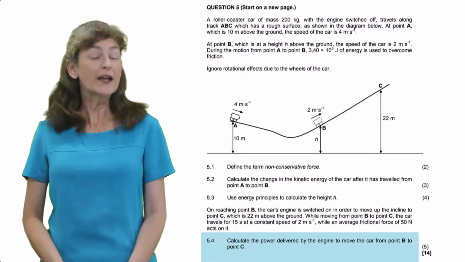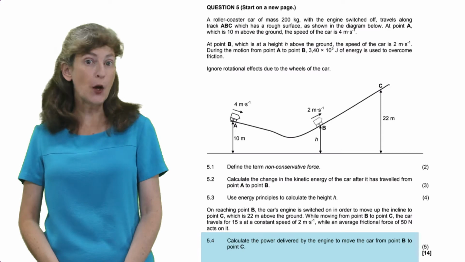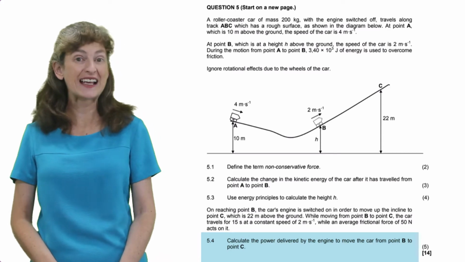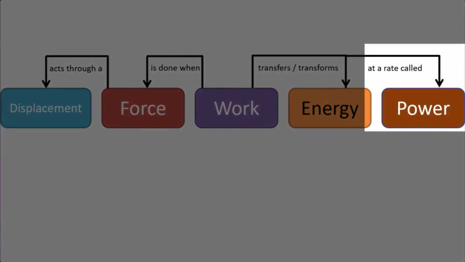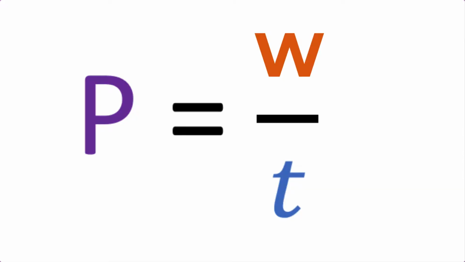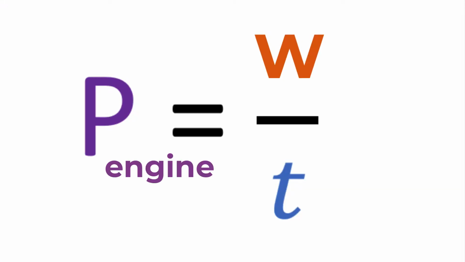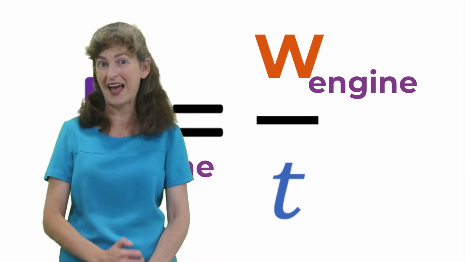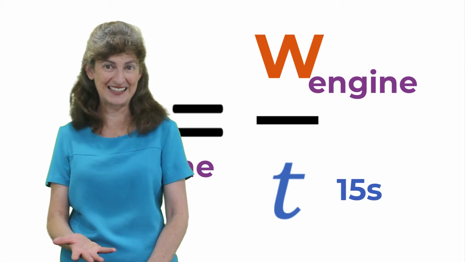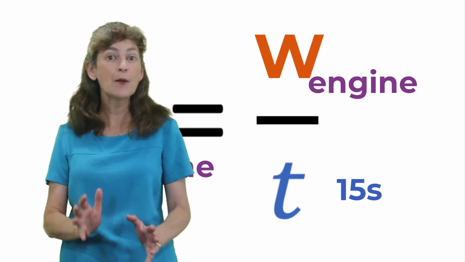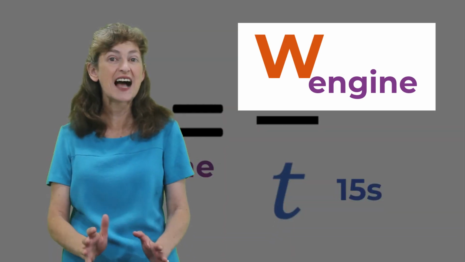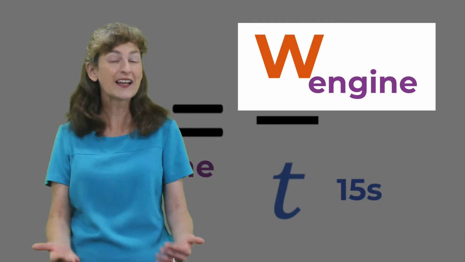So, we're going to calculate the power delivered by the engine using energy. Power is the rate at which work is done, work per time. So the power delivered by the engine equals the work the engine does, divided by the time to do that, which we're told is 15 seconds. So if we can find out how much work the engine does between B and C, we can answer this question.